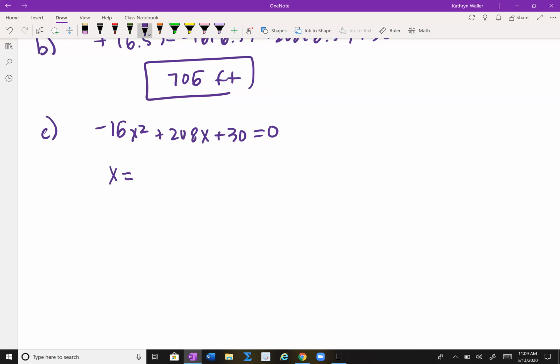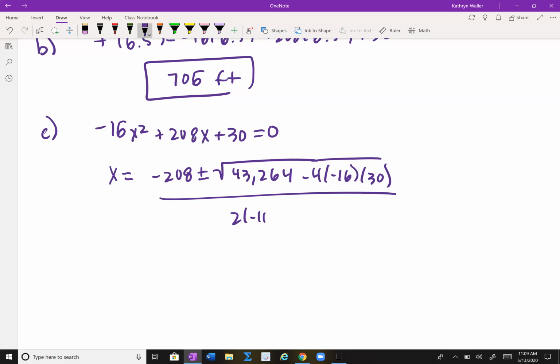So I'm going to go x equals negative b, that's negative 208, plus or minus the square root of 208 squared is 43,264, and I would write that number down, not 208 squared, minus 4 times a, which is negative 16, times c, which is 30, all over 2 times negative 16. So remember, when you put this in your calculator, you have to add parentheses there, and right there, remember, you have 3 close parentheses.